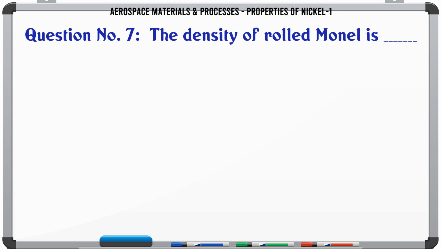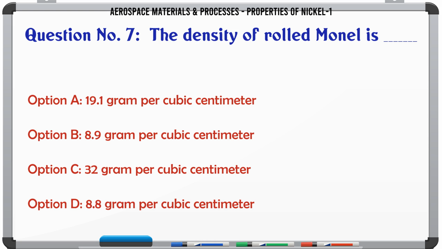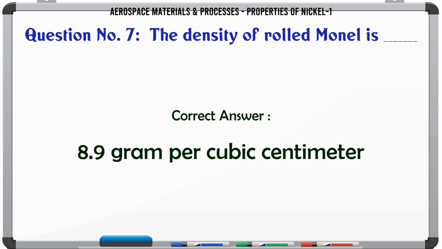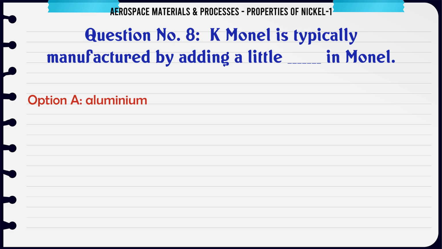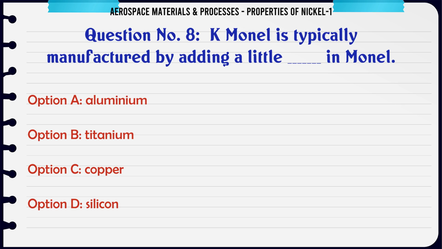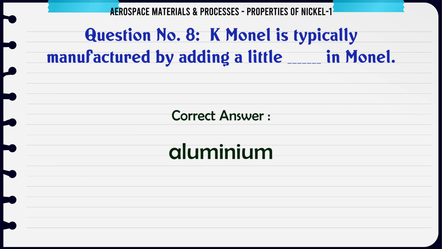The density of rolled Monel is: A, 19.1 gram per cubic centimeter; B, 8.9 gram per cubic centimeter; C, 32 gram per cubic centimeter; D, 8.8 gram per cubic centimeter. The correct answer is 8.9 gram per cubic centimeter. K Monel is typically manufactured by adding a little what in Monel: A, aluminium; B, titanium; C, copper; D, silicon. The correct answer is aluminium.